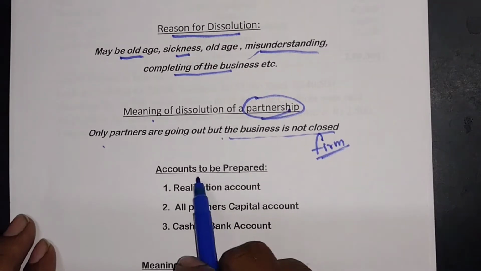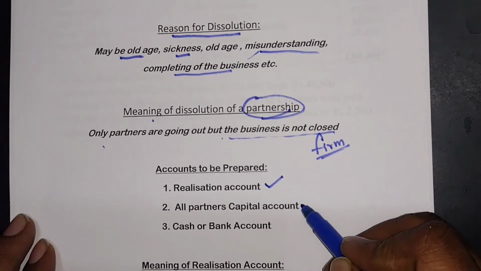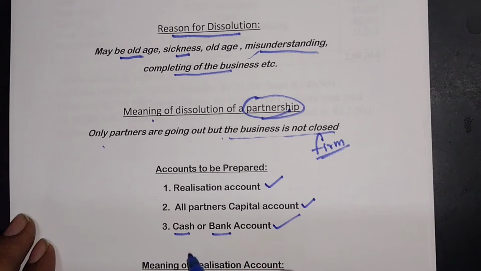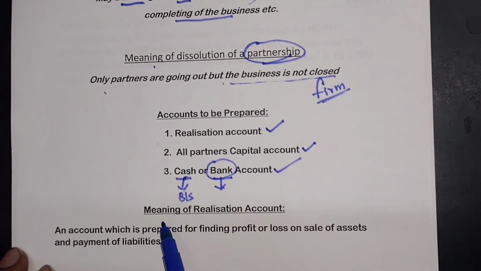Next, accounts to be prepared. What are the accounts to be prepared? Realization account, all partners' capital accounts, and either cash or bank account. In a balance sheet, if the cash account is given, we will continue with the cash account. In case the bank account is provided in the balance sheet, we will continue with the bank account. That's it. Okay.